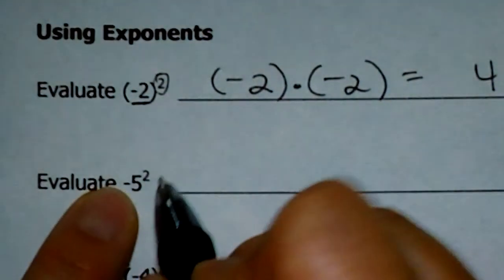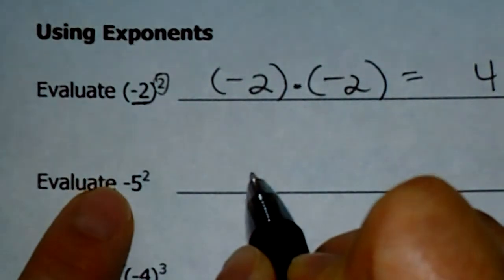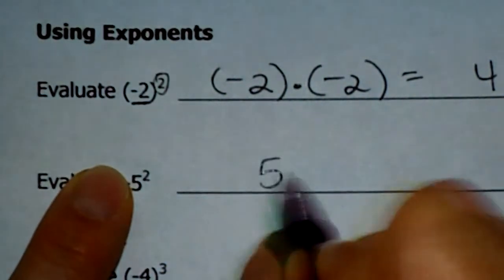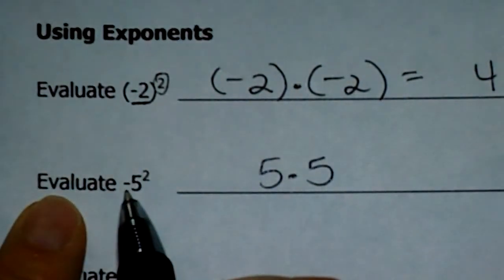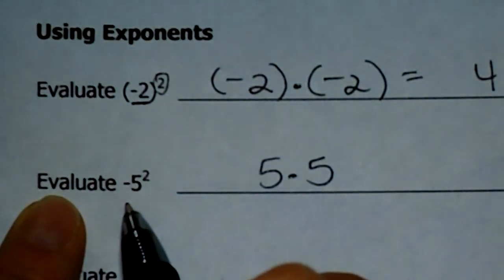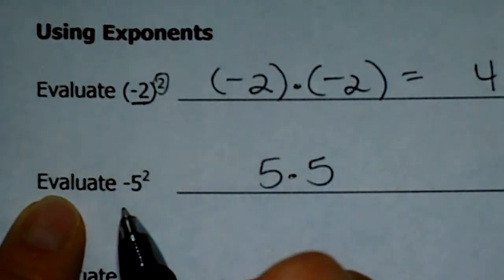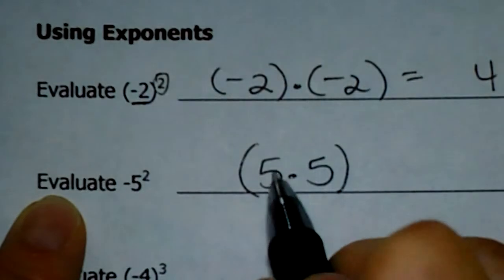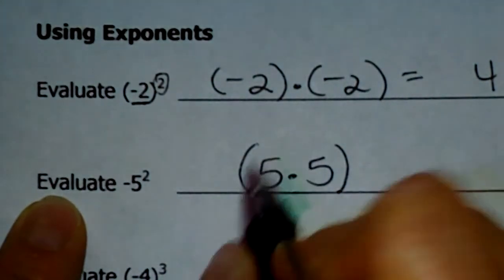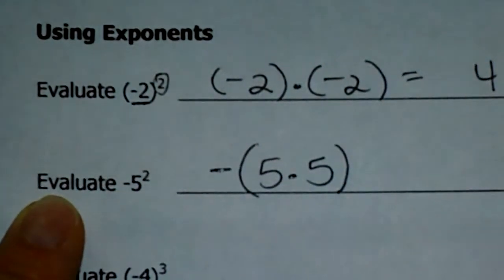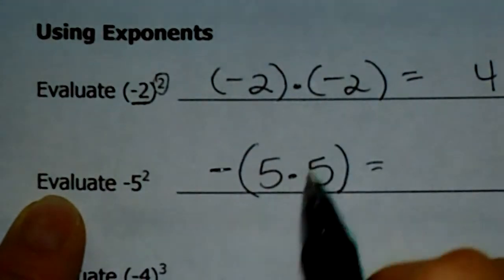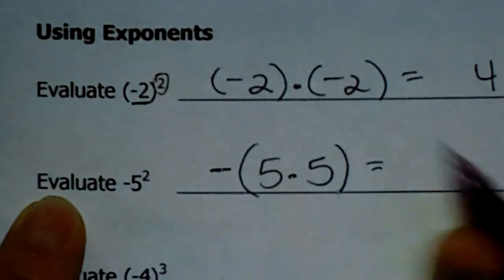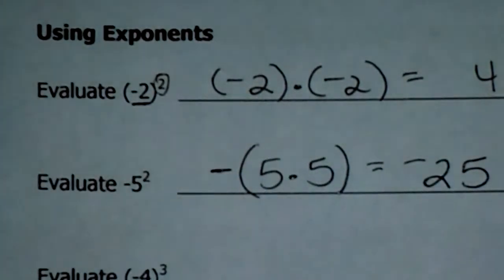With this one, this means I want to do 5 squared, which means 5 times 5, right? This 2 tells me how many of the base I have. But I want the opposite of that. And we saw with absolute value, if I want the opposite of something, I put the negative sign outside of the brackets. Same kind of thing here. I want you to do 5 times 5 first, and then take the opposite of that. Anything in parentheses happens first. So 5 times 5 is 25, and the opposite of 25 is negative 25.